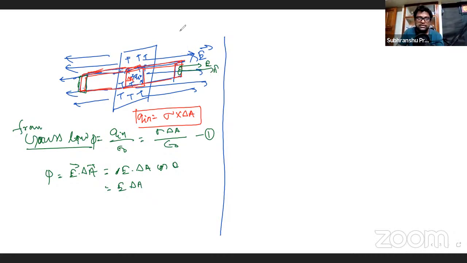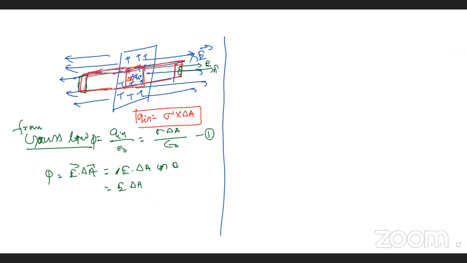Look at the left side. Left side also. Left side also. What will be there? Now let us suppose this is the flux at the right side. Flux at the left side is what? This is also EdA.